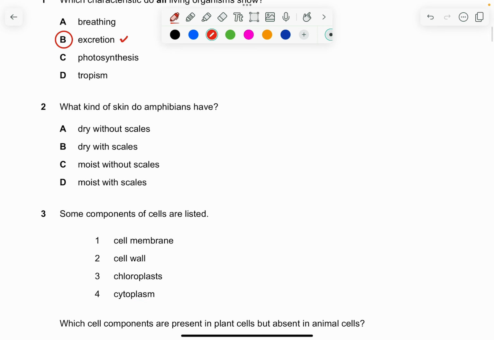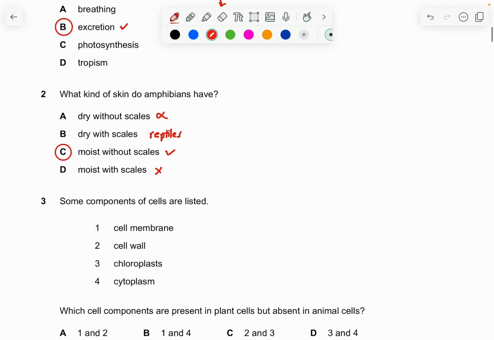Question 2. What kind of skin do amphibians have? Okay, A, dry without scales. This one is wrong. Dry with scales, this is for reptiles. Moist without scales, this is correct. Moist with scales is wrong. So the answer is C.